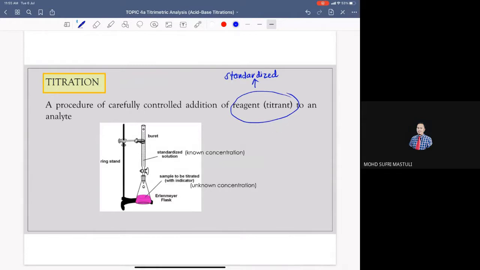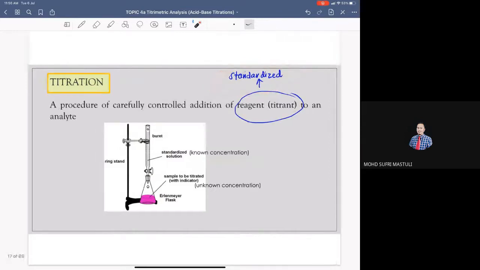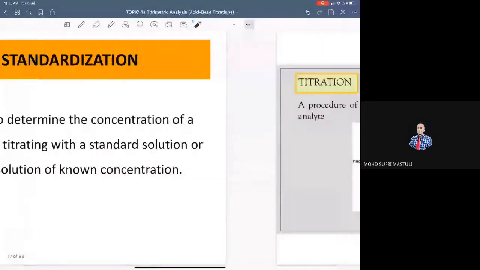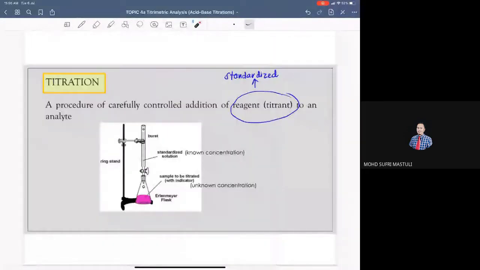As you can see from the diagram, the titrant should be in the burette, so we should know its concentration. How do we know it? We perform the standardization, which determines the concentration of a solution by titrating with a standard solution, or a solution of known concentration. The standardized solution should be only in the burette. The analyte, whose concentration we don't know, we normally put in the conical flask with an indicator. This is why we perform the titration: to determine the concentration of the analyte in the sample.